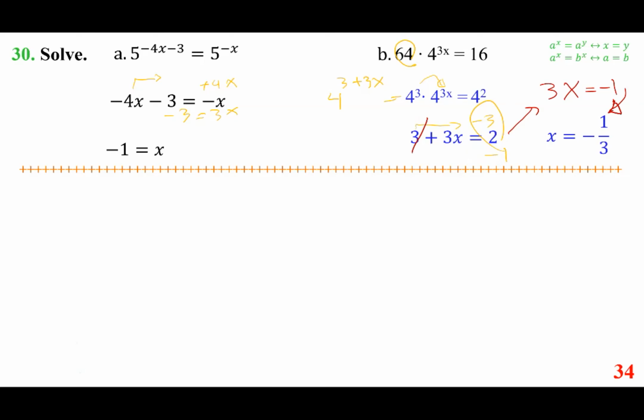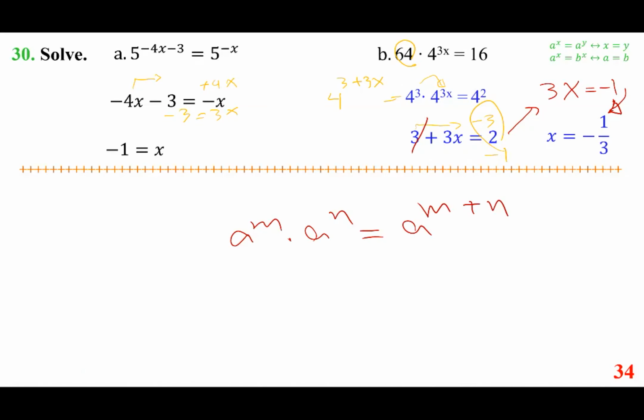Oh, why did we add 3 plus 3x instead of multiply? This is called the product rule. A to the power of m times a to the power of n is a to the power of m plus n. This is called the product rule of exponentials.